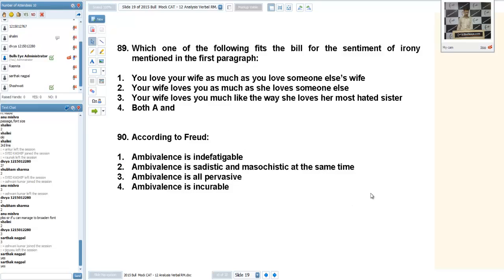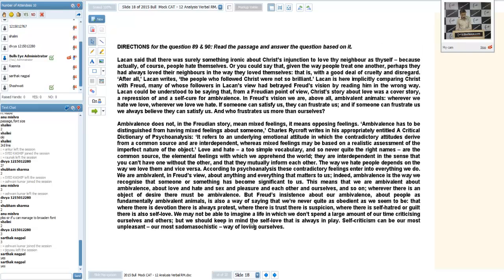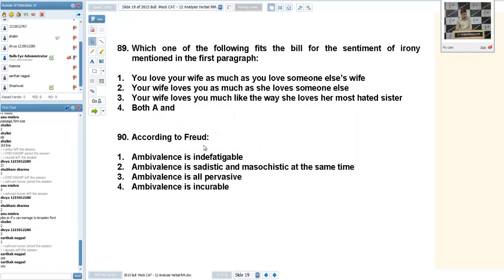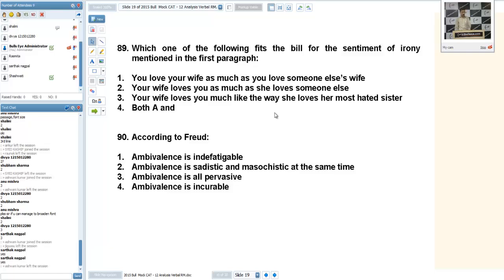Okay, so lastly he has talked about ambivalence. Ambivalence is not just mixed feeling, it is about having contradictory feelings about the same setup. So he has beautifully explained the concept of ambivalence. If I just understand the meaning of ambivalence after reading the first few lines, I could have answered this question. It's not necessary to read the entire paragraph to answer this 89th question. That's the beauty of this passage.